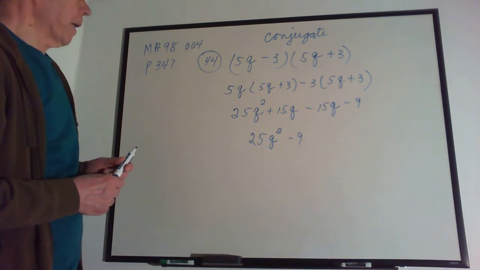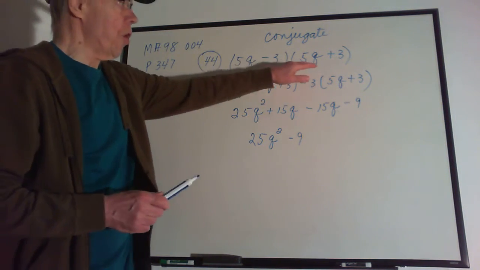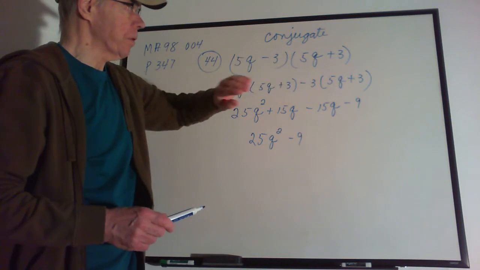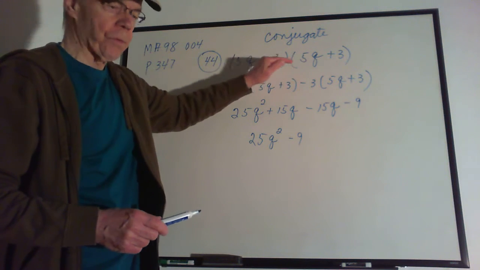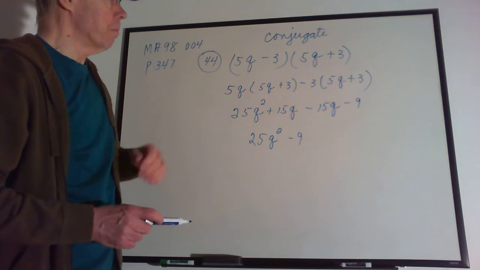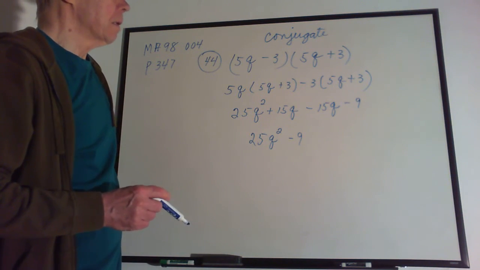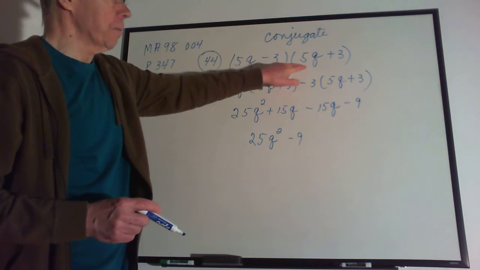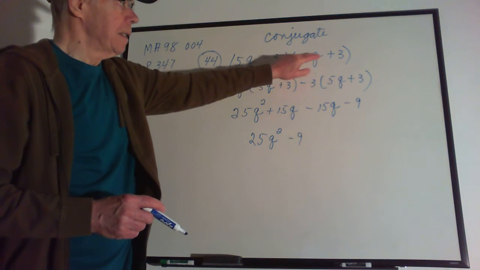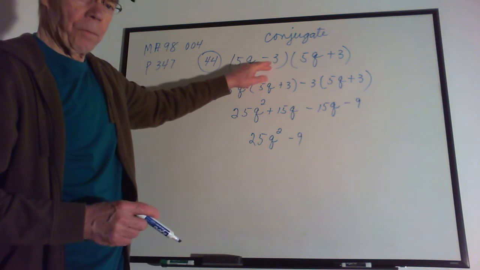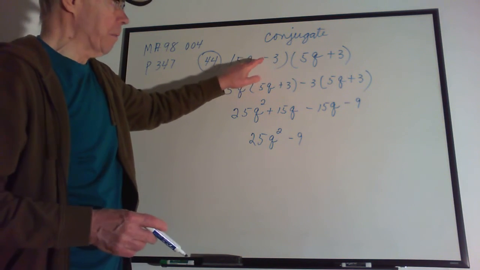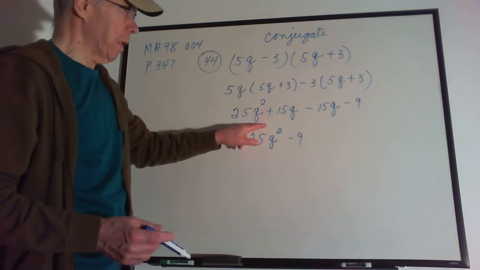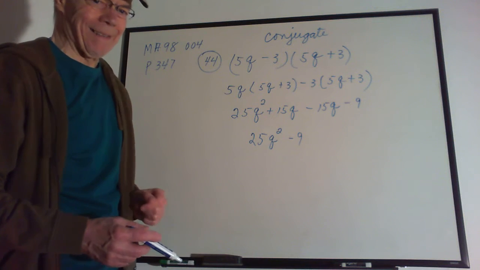This is the problem you had for homework. Now this is called the conjugate of each one. So this is the conjugate of 5q plus 3, and 5q plus 3 is the conjugate of 5q minus 3. Right? And what it means is, first terms are the same. Second terms, the absolute value is the same, but have different signs. What happens is when you multiply them out, the middle terms will cancel.